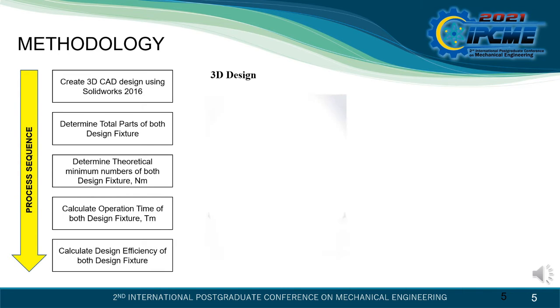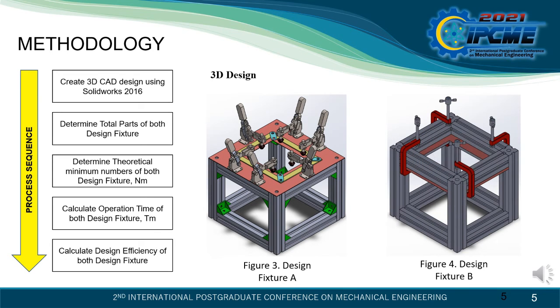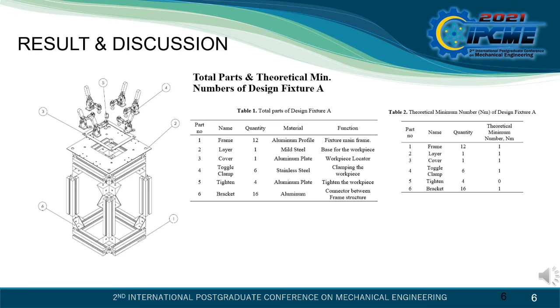So figure 3 shows design fixture A, and figure 4 shows design fixture B. This is the exploded drawing for design fixture A that consists of 6 different types of parts: a frame, layer, cover, toggle clamp, tighten, and bracket. So the total quantity to develop design fixture A is about 40.